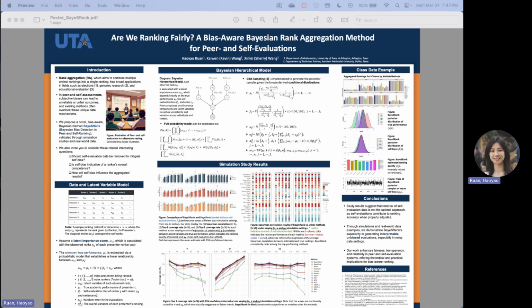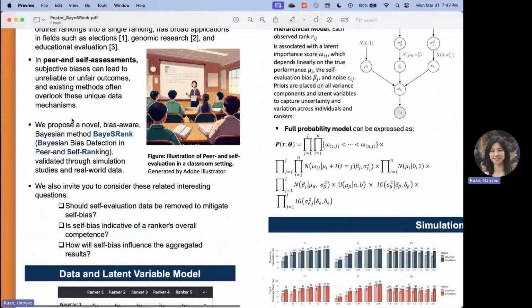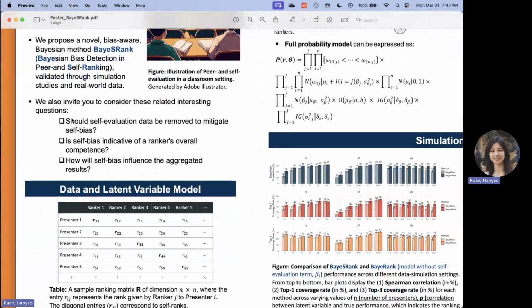The problem is that this may discard useful information, especially if the self-bias could be indicative about a ranker's overall competence. So our goal is to investigate how much self-bias influences the final rankings and whether adjusting for it improves fairness. Therefore, we propose a method called BaseRank, which stands for Bayesian Bias Detection in Peer and Self-Rankings.